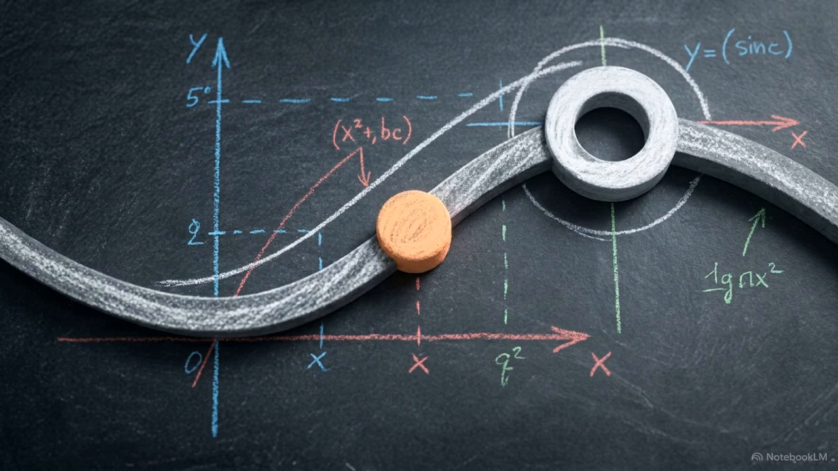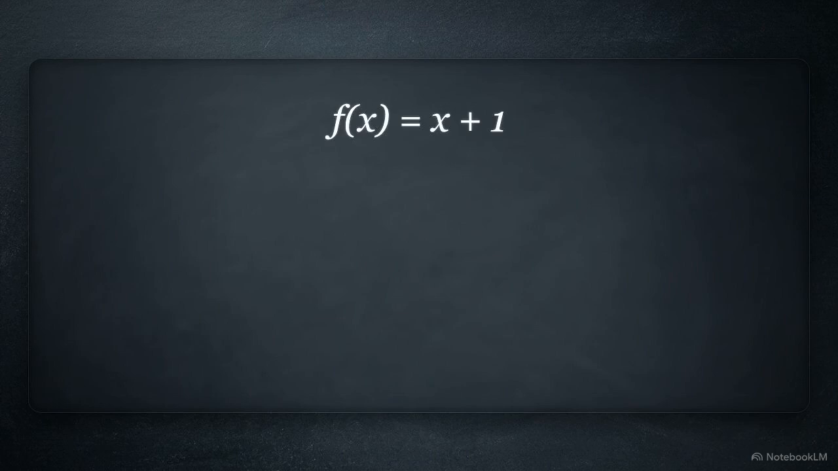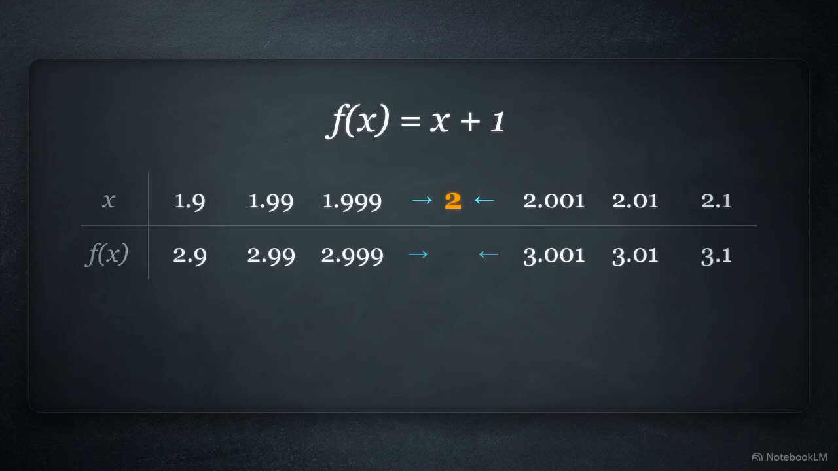Mathematical limits allow us to track the trend of a function as it approaches a specific destination, even if that destination is technically inaccessible. For a function like f of x equals x plus 1, we can observe what happens as x gets closer to 2.